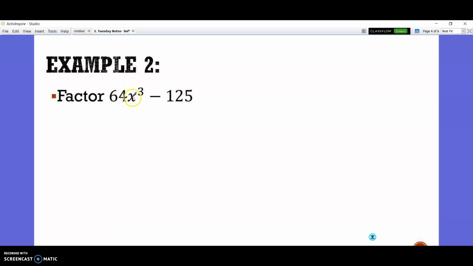So to get 64x cubed, what times what is 64? And that would be 4. 4 times 4 times 4. And to get the x cubed, x times x times x. So 4x is what's being cubed here, and that's my a.